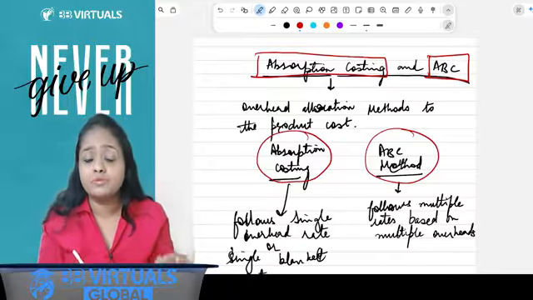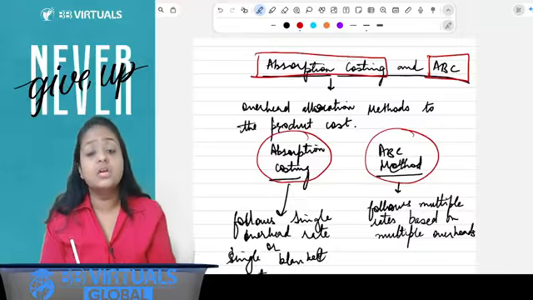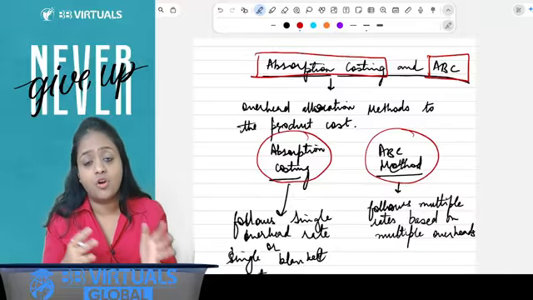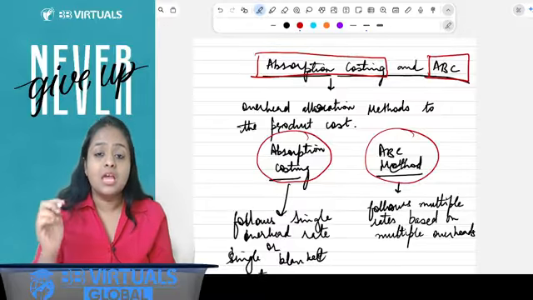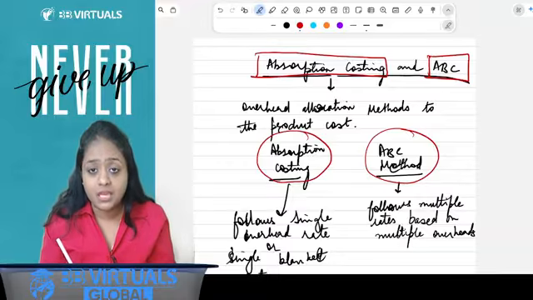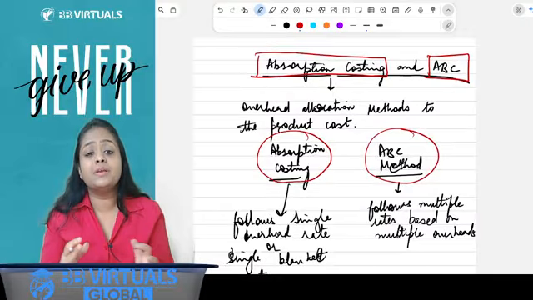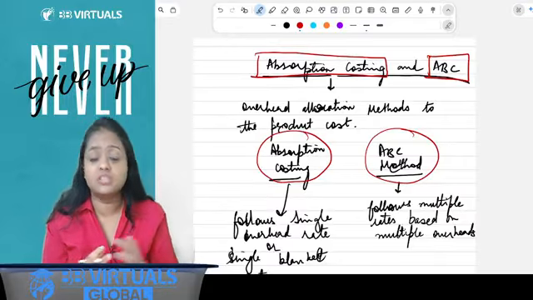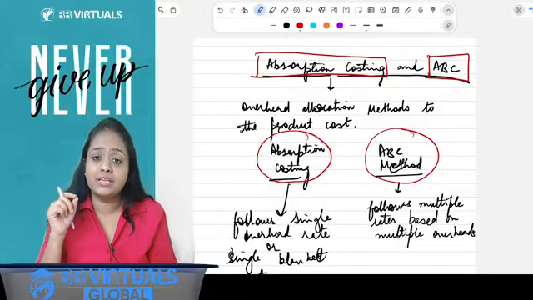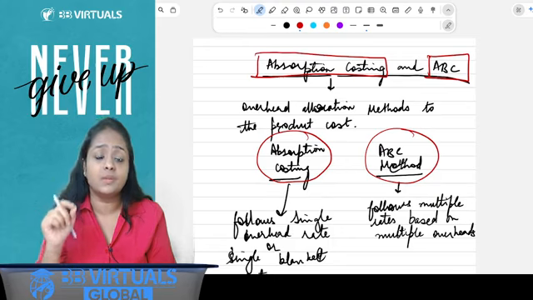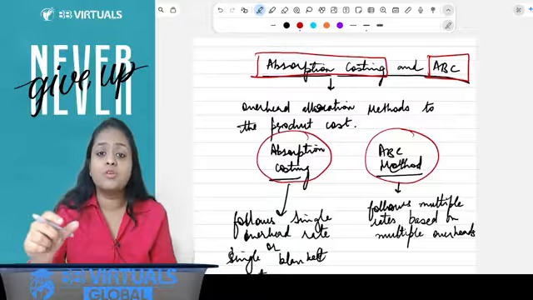So now we know that absorption costing and ABC are the two overhead allocation methods to allocate the overhead cost to the product cost, although the two are different in their methodologies. Absorption costing typically helps to calculate a single rate that will be applied on the basis of labor hours or machine hours or any other activity level that the entity may deem fit, and based on the consumption of labor hour or machine hour by each of the products, the overhead cost is allocated to the product cost.